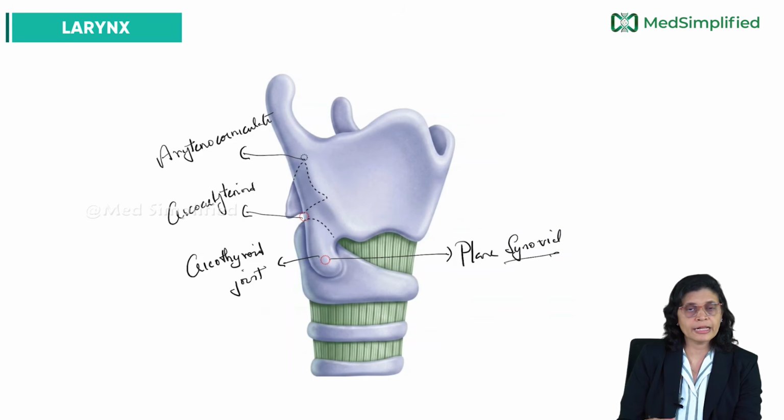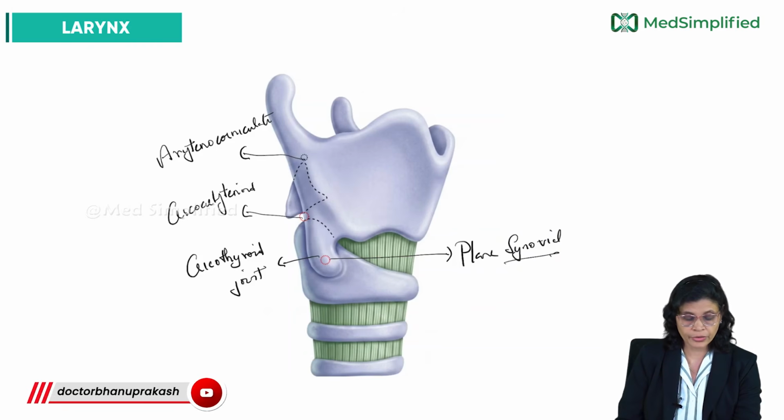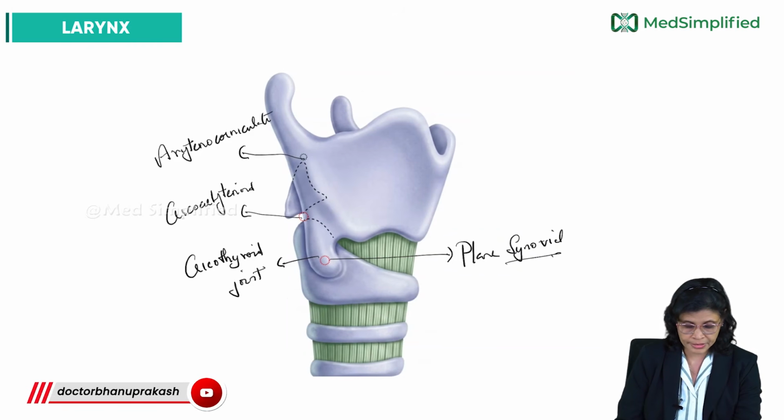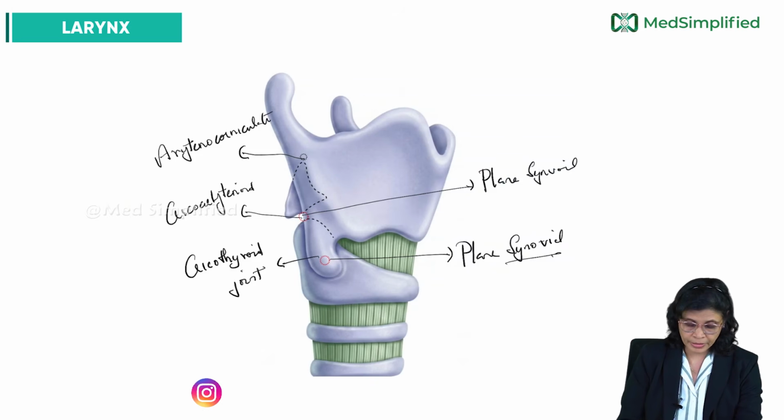There are very slight movements in regards to the joints of the larynx. So slight rotatory and gliding movement happens here. Then there is the cricoarytenoid. This is also a plain type of synovial joint, and that also helps in rotatory and gliding movements.